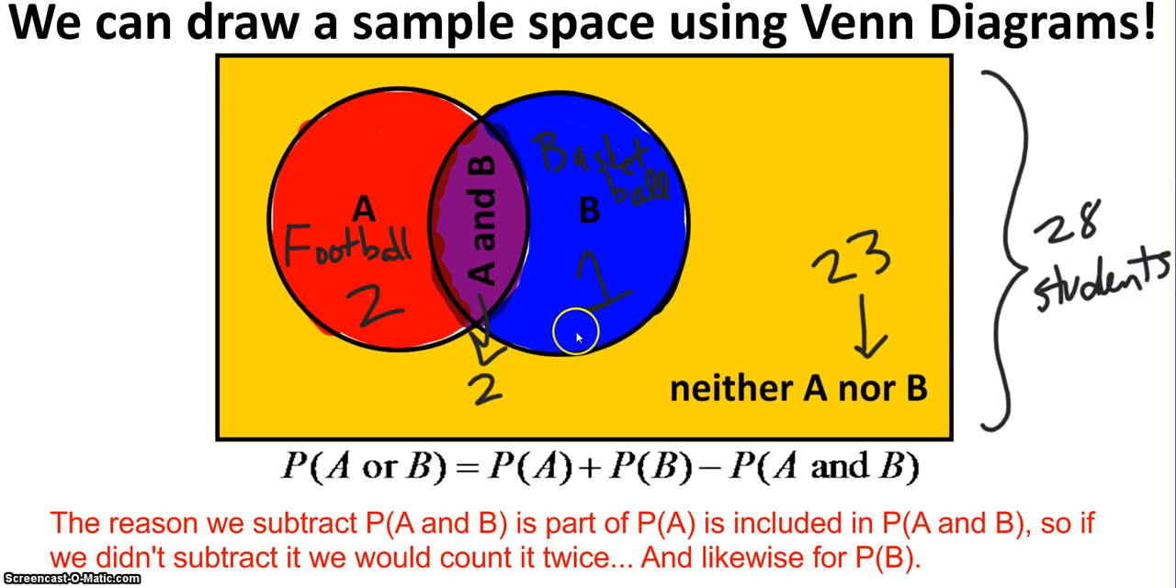Okay? Now, if I want to find out the probability of A or B, the probability that a student plays football or basketball, I'm going to use this formula here. What this means is that you're going to take the probability of all the students playing football, and add the probability of all the students playing basketball, but notice we're going to have to subtract the A and B. We're going to have to subtract this purple section because here's why. Currently, there are 4 students who play football, 2 who play only football, and 2 who play football as well as basketball. So that would be 4 out of 28 students.